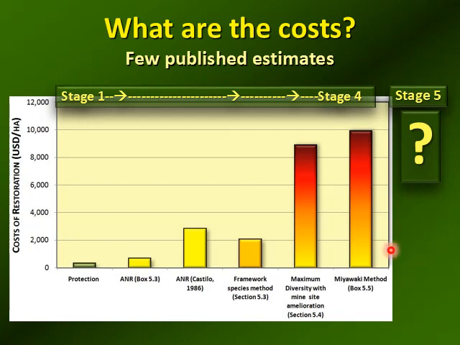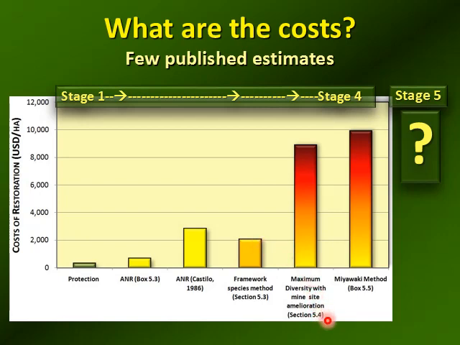What are the costs? Well, protection alone is maybe a few $100s per hectare. ANR varies. One published estimate was $500, and another published estimate was about $2,400. So it depends what you read. The framework species technique that we use in Thailand is about $2,000 per hectare.